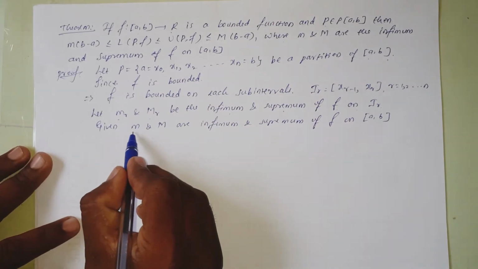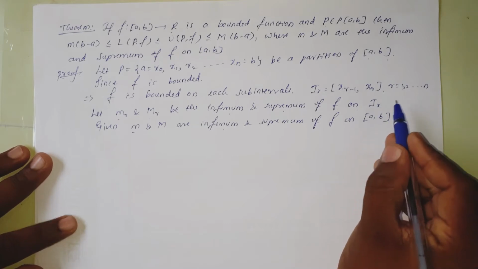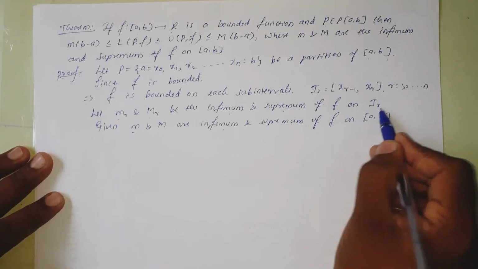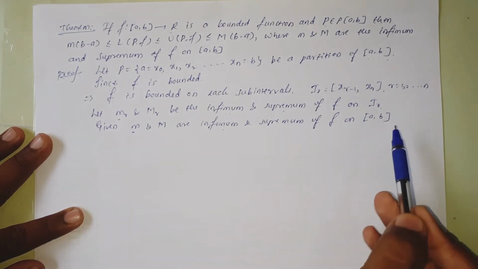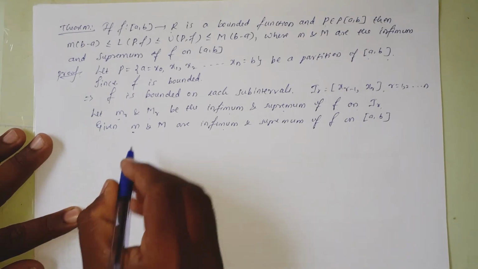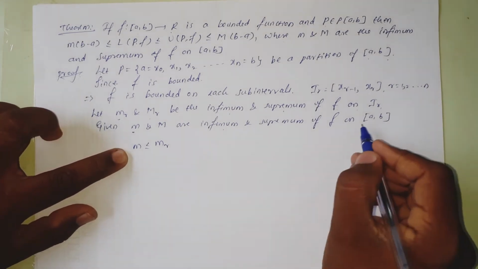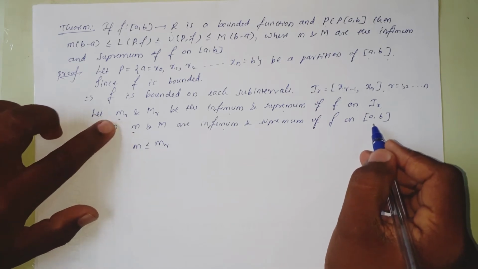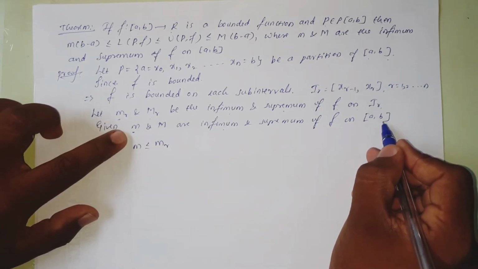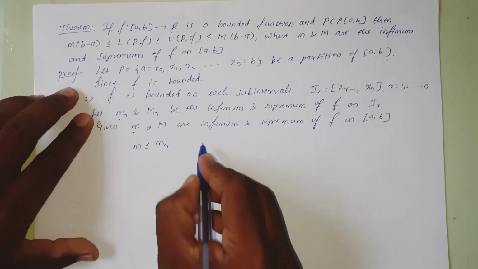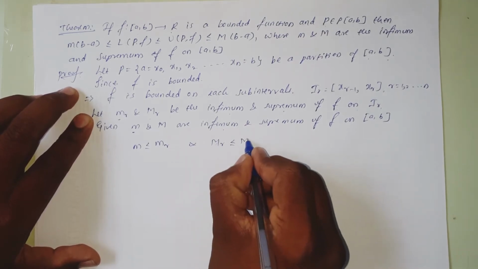So therefore, here m is the infimum on the closed interval [a, b]. This is the whole interval, and this interval is divided into subintervals, in which I_r is the rth subinterval. So here m_r is the infimum for I_r and m is the infimum for the closed interval [a, b]. So by this we can write that m is less than or equal to m_r, because m is the least value in the closed interval [a, b] and m_r is the least value in the rth subinterval. So by comparing these two intervals, [a, b] is larger, then small m will be less than or equal to small m_r, and capital M_r is less than or equal to capital M.